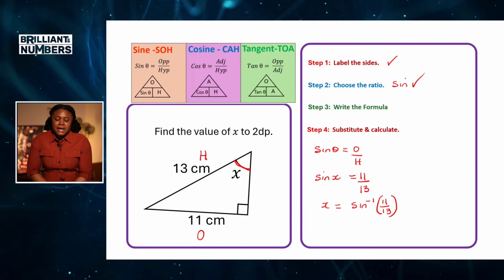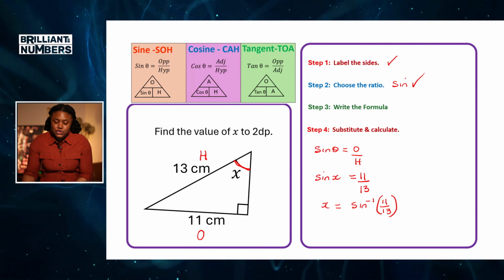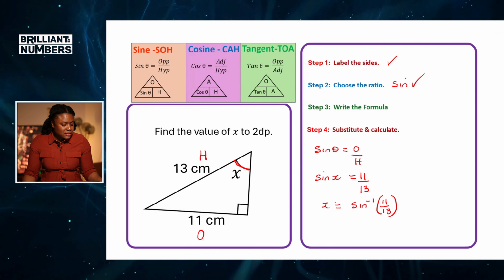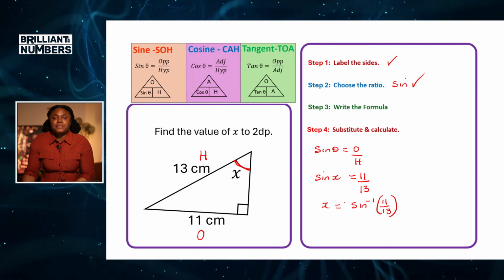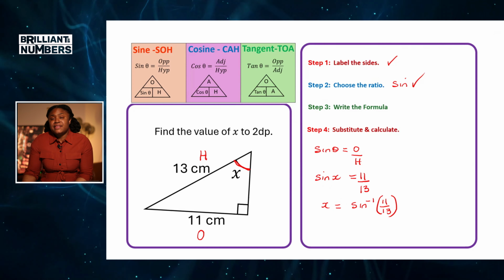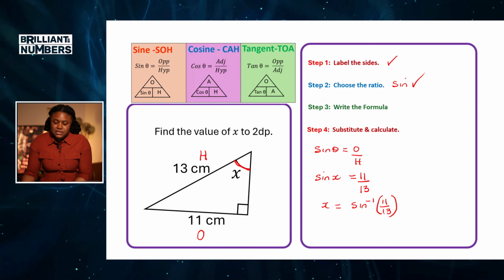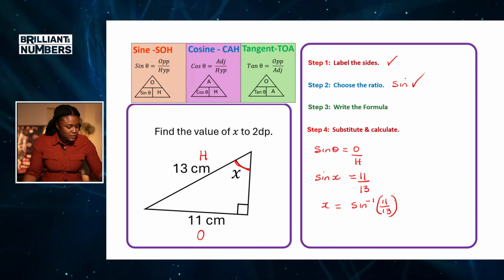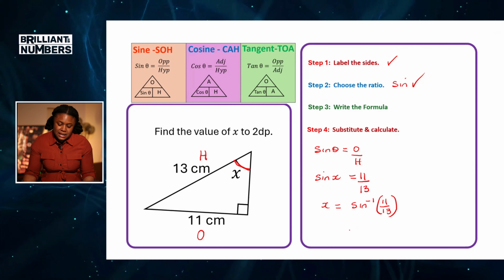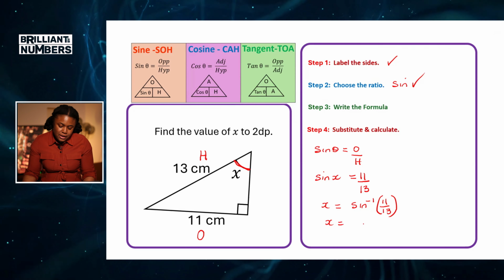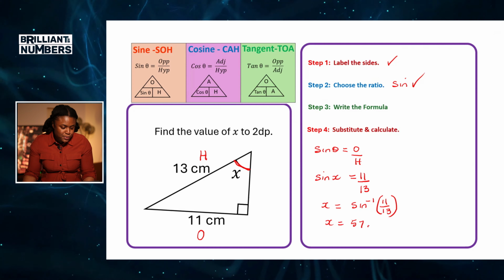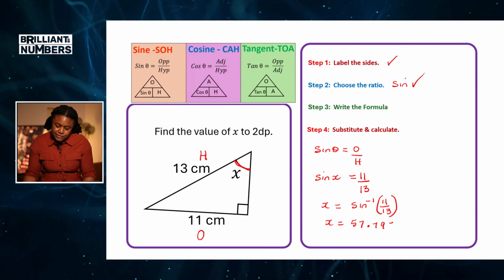Now I will put that on my calculator. So what I'm going to do now, I'm going to press shift or second function to bring up the sine inverse, and then I'm going to do 11 divided by 13. So sine inverse 11 over 13, x then would be equal to 57.795. I absolutely love this question, and I love to take opportunities.